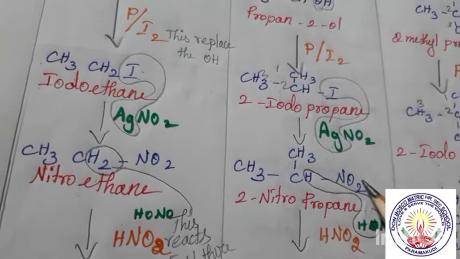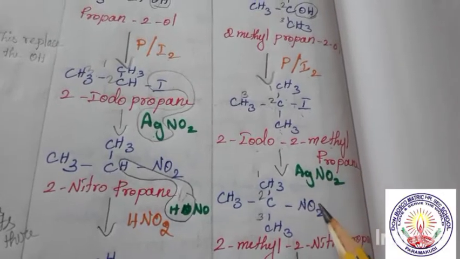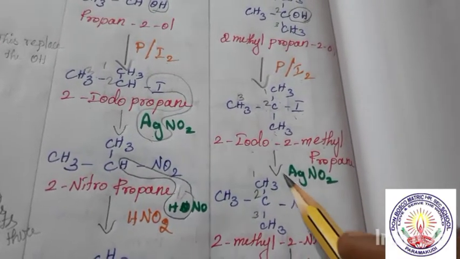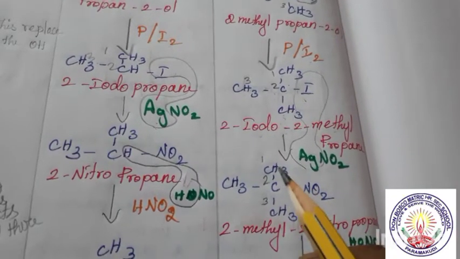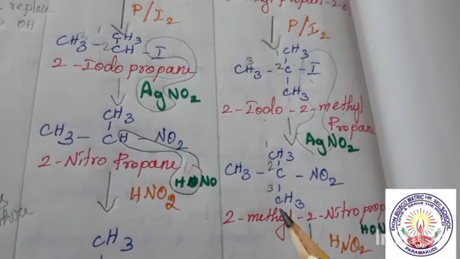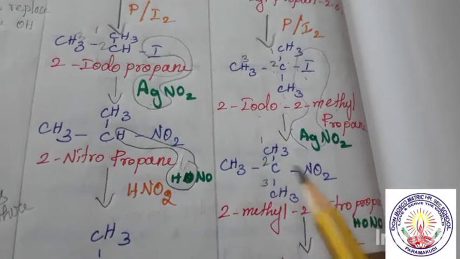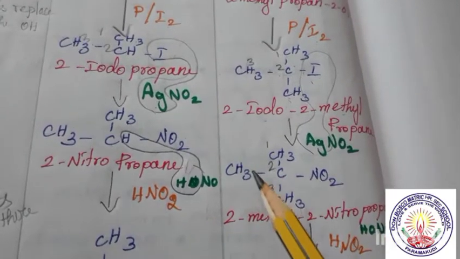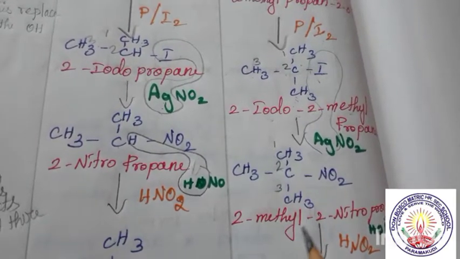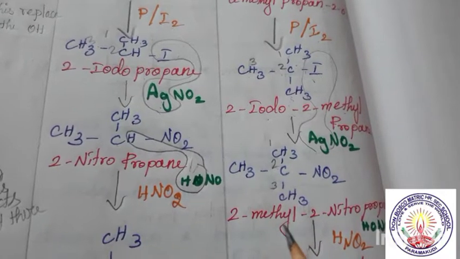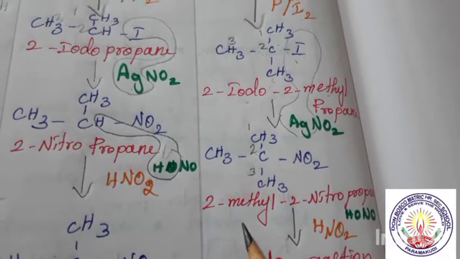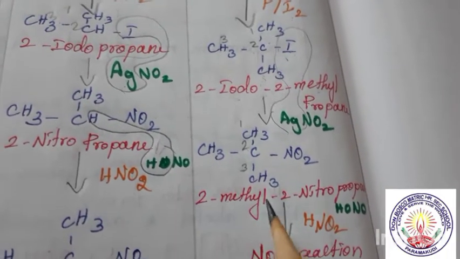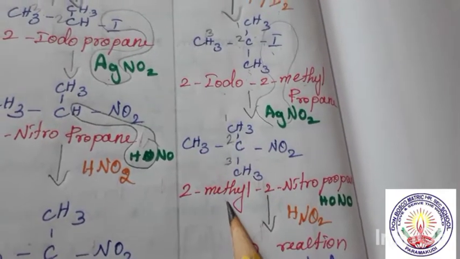So this name is 2-nitropropane. And in the same way here, the carbon chain is 1, 2, 3, so we have 2-nitro, 2-methyl. When we have two substituents, we give importance to the alphabetical order. So 2-methyl-2-nitropropane.